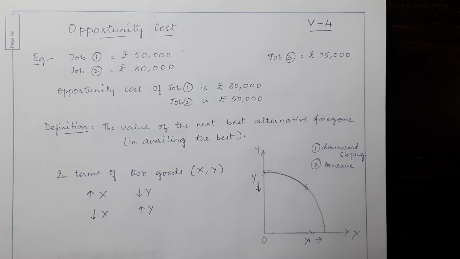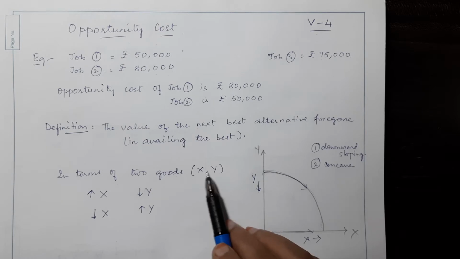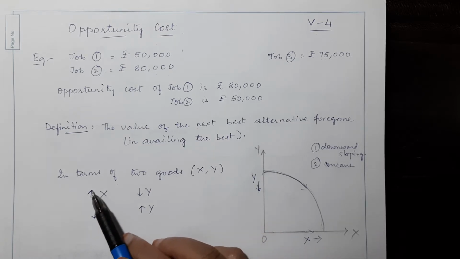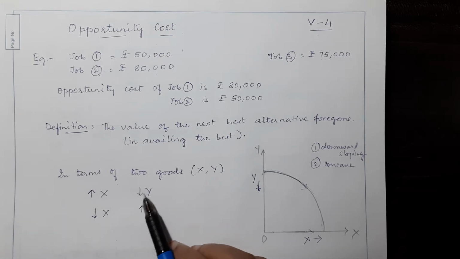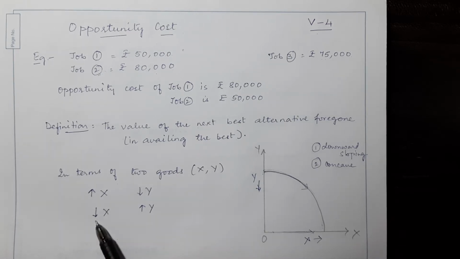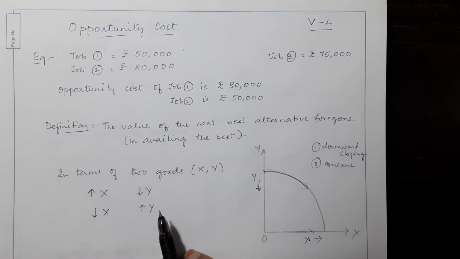Let's understand this in terms of two goods. Let us say X and Y are two goods. If we want to increase the production of good X, then we will have to reduce the production of good Y. Or if you want to increase the production of good Y, we will have to reduce the production of good X. Why? Because we are talking of the assumption that the given resources are constant, the technology also does not change.